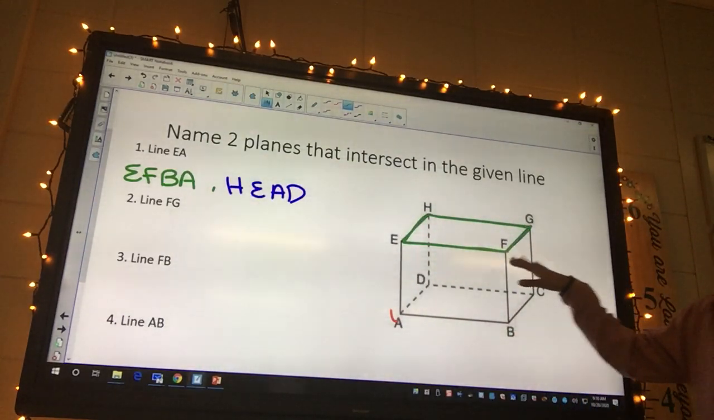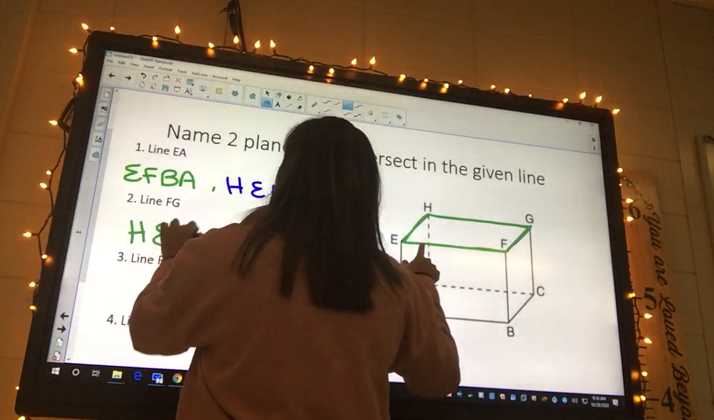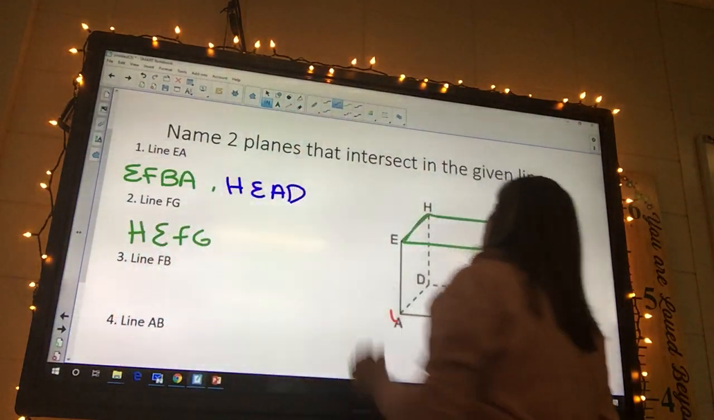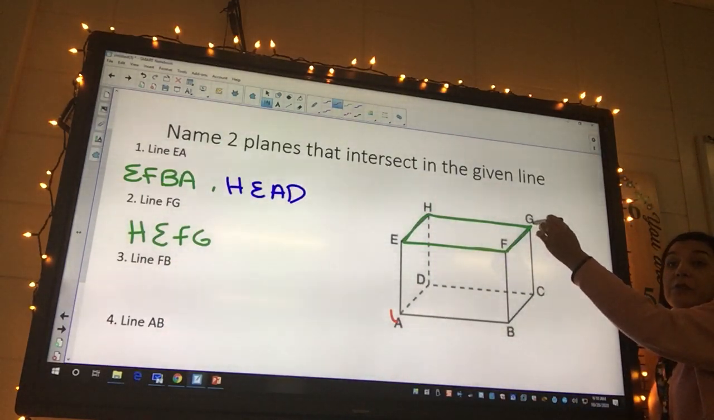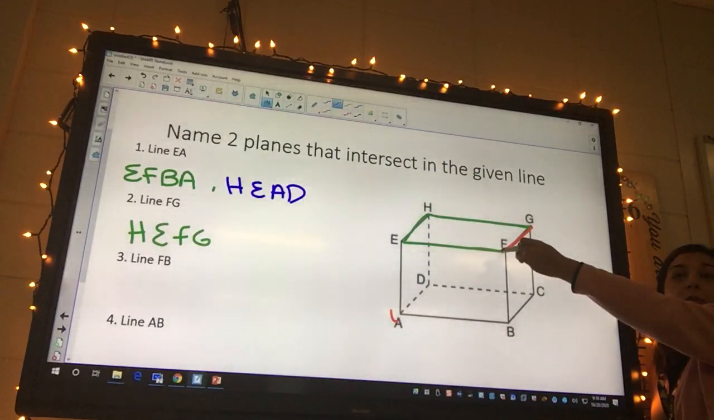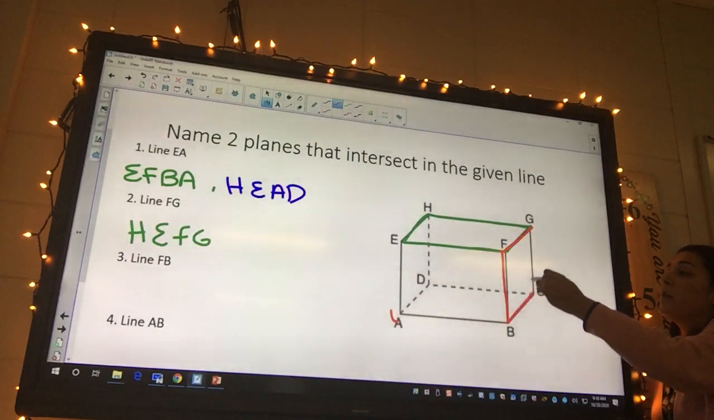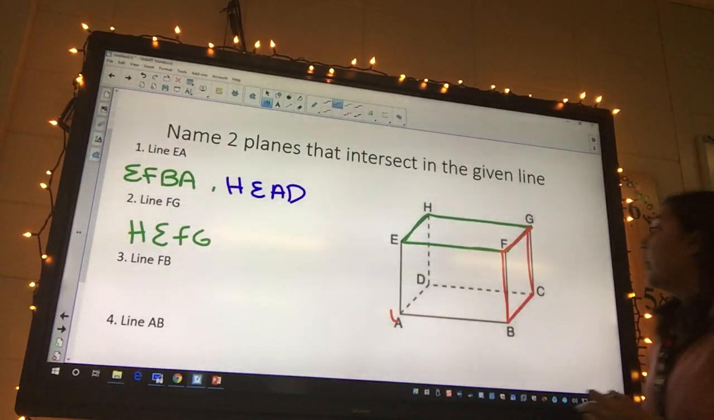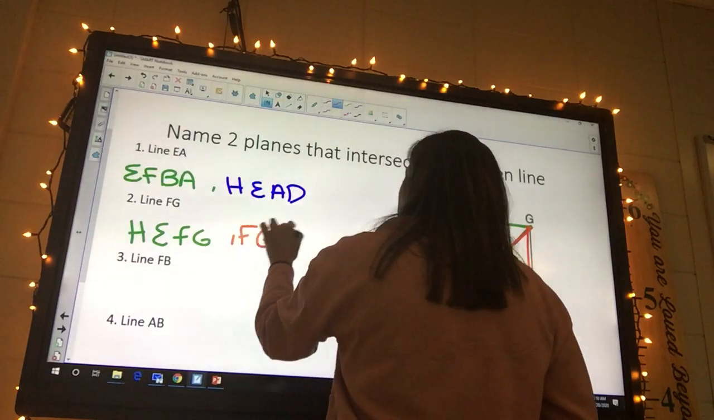Okay, so we got HE, FG. Okay, and then what's another one? Okay, I know it's gonna touch this, right? It has to. Where else can I connect dots without picking up my pencil? B and C. Okay, so we got FG, BC.